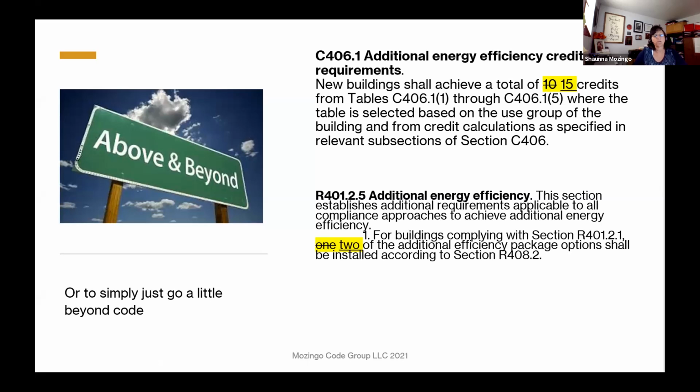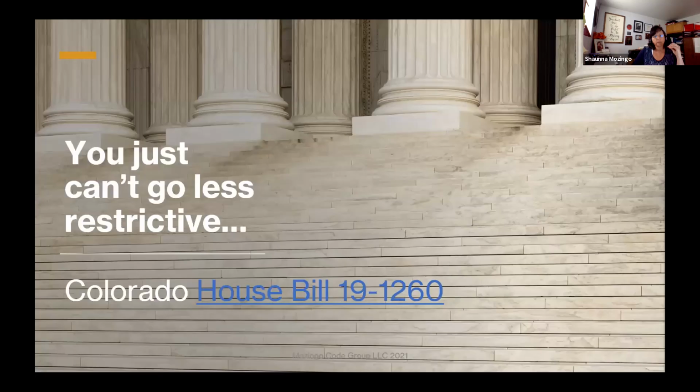One thing I want to point out is you can always amend the code to go above, but you cannot necessarily amend the code to be less restrictive. People used to amend out blower doors or amend out this or amend out that. Well, House Bill 19 that Erica talked about does say you can't make it to be less restrictive. So it's not like you can amend out blower doors or you can amend your scores to be less or whatever, that legislation prevents that. So I just want to kind of remind you of that fact.